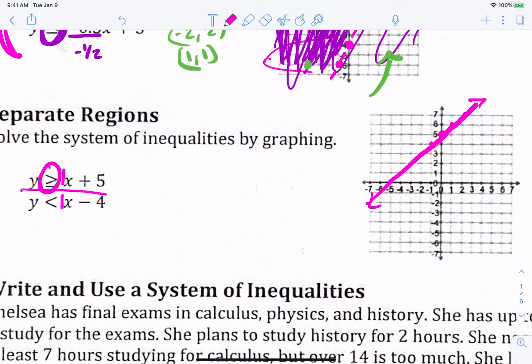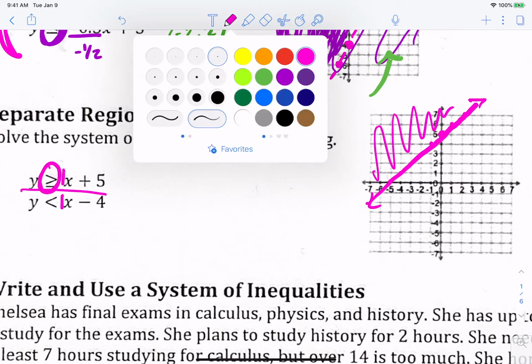Okay, and which way do I shade? Y is greater than, so up, above. Above and to the leftish. Okay. All right, second one.